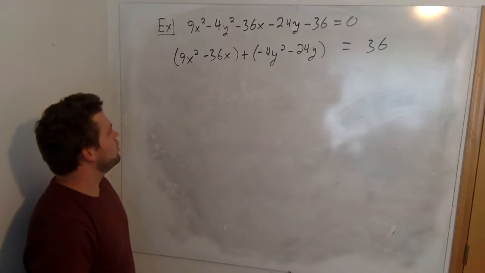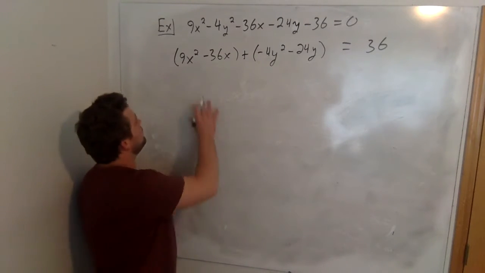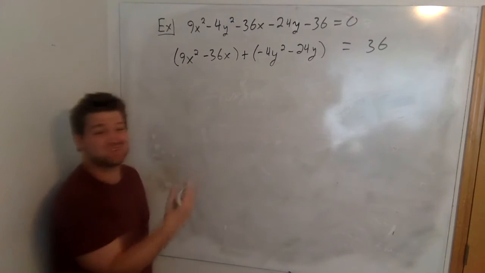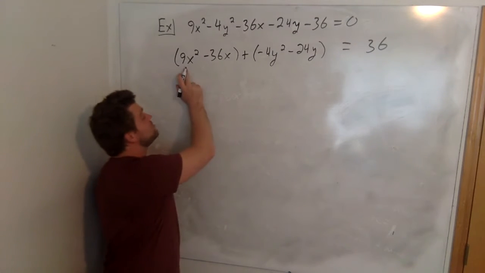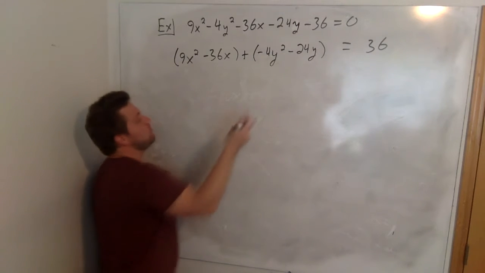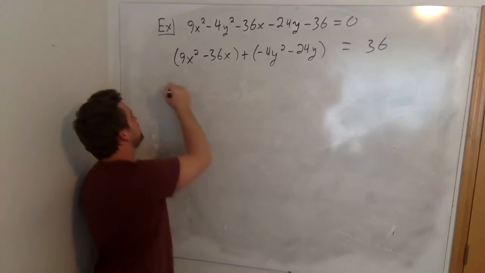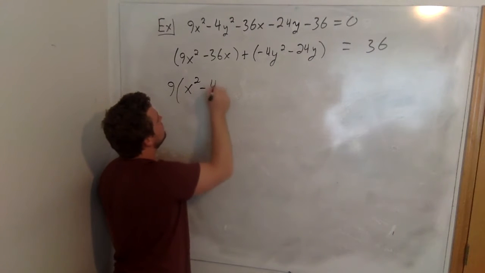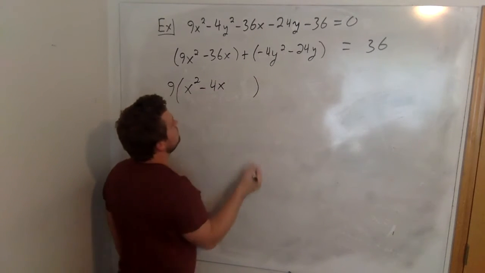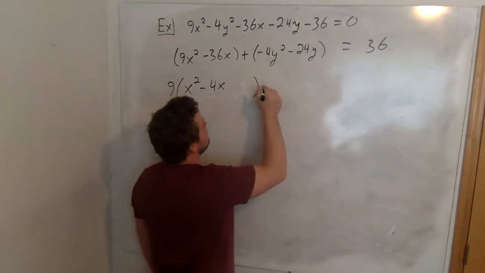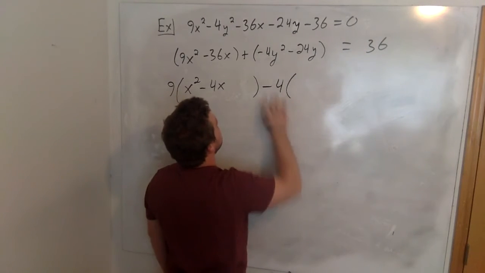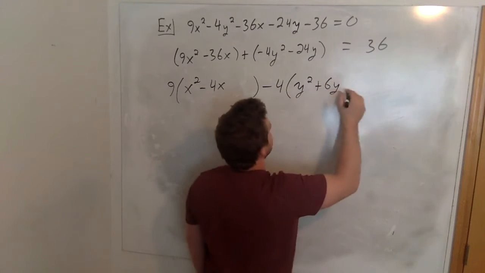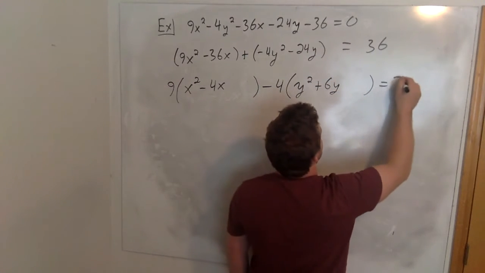Okay, a little bit more work. Okay, what we want to do now is we want to factor a 9. Remember when we complete the square, we like there to be a coefficient of 1 in front of the x squared or a 1 in front of the y squared. So here we'll factor out the 9. We'll be left with x squared minus 4x. Let's leave ourselves a little bit of room. Here we're going to factor out a negative 4. Okay, so we'll be left with y squared plus 6y. Leave ourselves a little bit of room. And that'll be equal to 36.